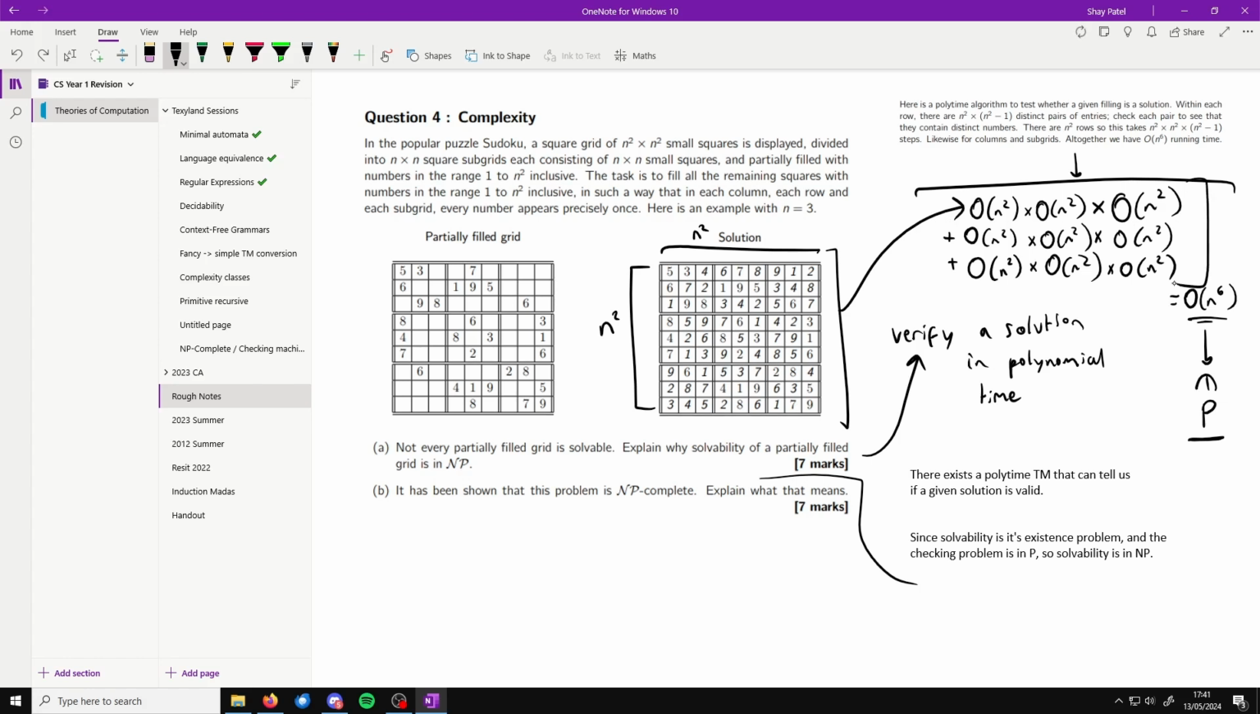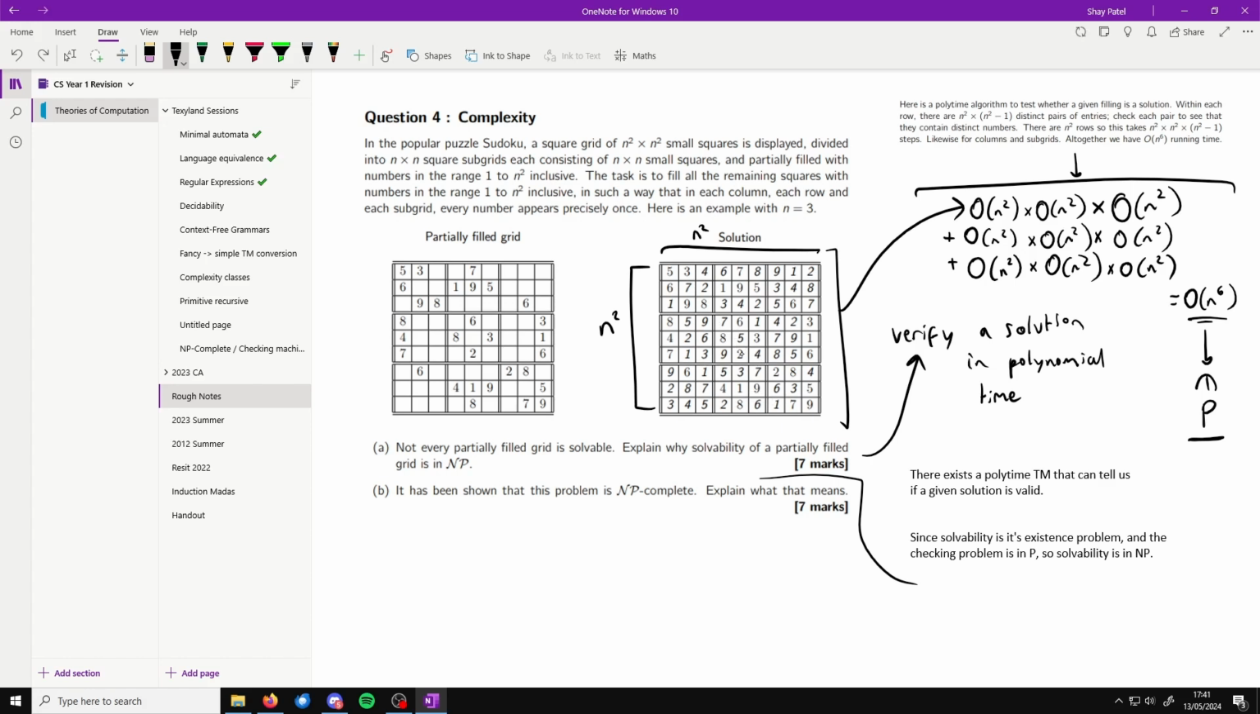Okay, but yeah, so this is the calculation you'd do. This is the mark scheme. So there's n squared times n squared minus 1 distinct pairs of entries because you have to compare everything with everything else in the same row or in the same column. And comparing with subgrids is the exact same complexity as that, because we're just comparing with n squared minus 1.